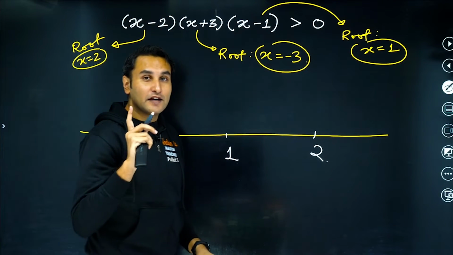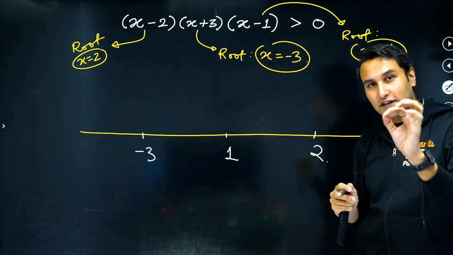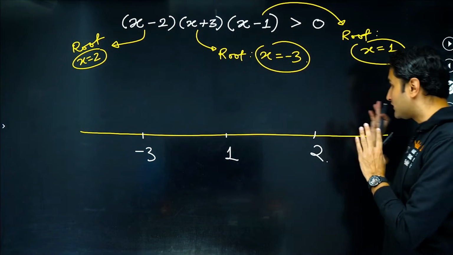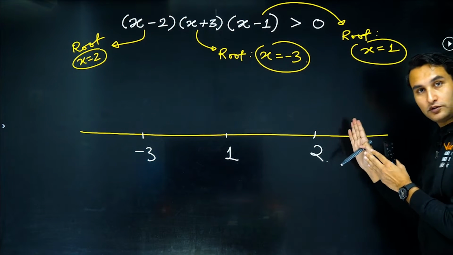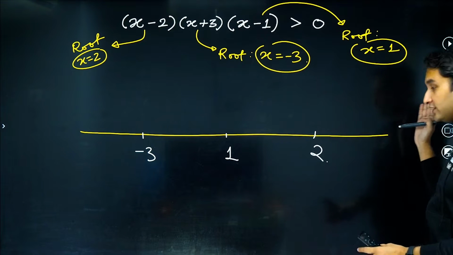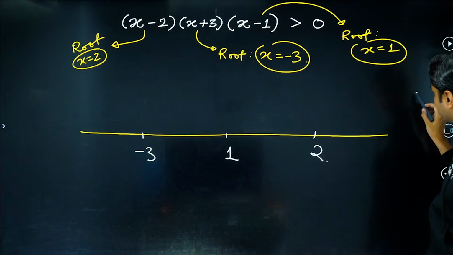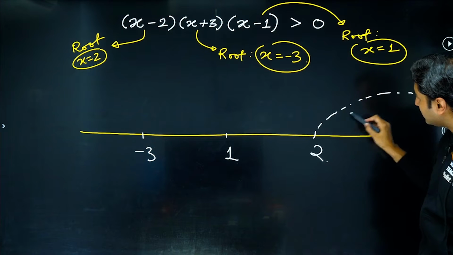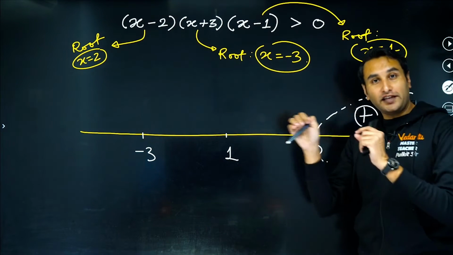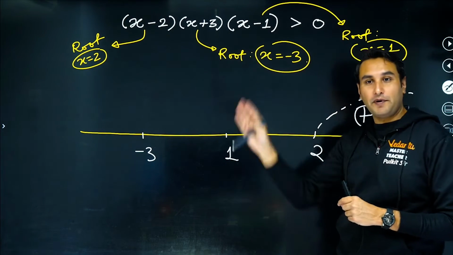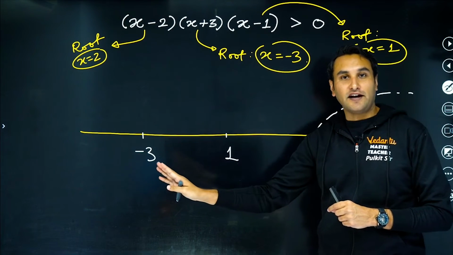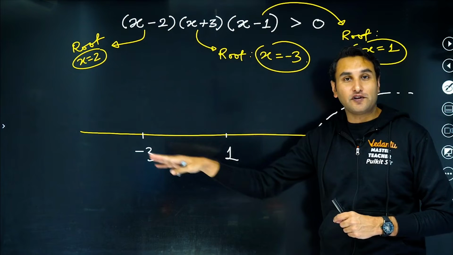Second step. Now why do we call it wavy curve? You will understand now. Start from the right hand side of the biggest root on the number line, and start with a positive sign. Start a train. The train will go up and down, up and down, up and down. A wave will go.